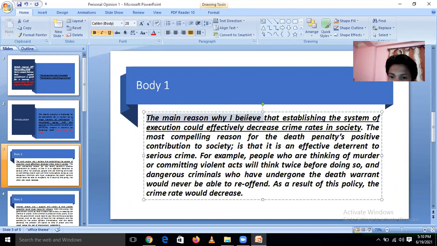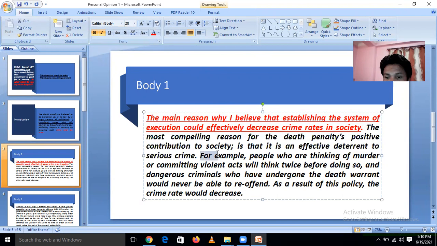The main reason why I believe that. So the main reason why I believe that is your opinion phrase. Establishing the system of execution could effectively decrease crime rates in society. So the main point. The most compelling reason for the death penalty's positive contribution to society is that it is an effective deterrent to serious crime. So this is the effective way to reduce the serious crimes, the death penalty.